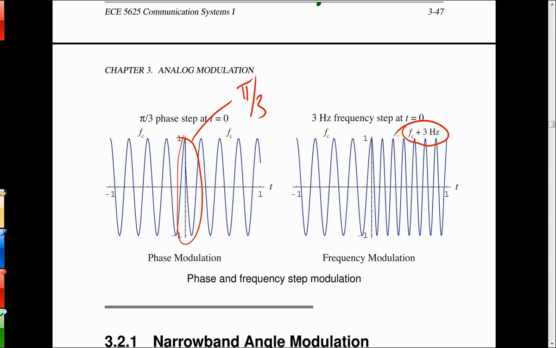That's another thing you might notice. An integrator ensures that it's continuous, because as you start integrating that step, it turns it into a ramp, right? So you don't see a sudden jump with the frequency modulation like you do with the phase modulation.